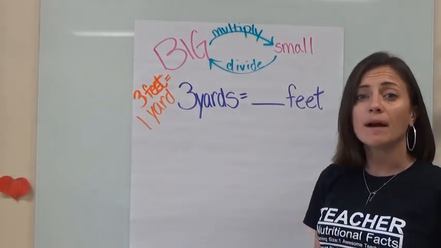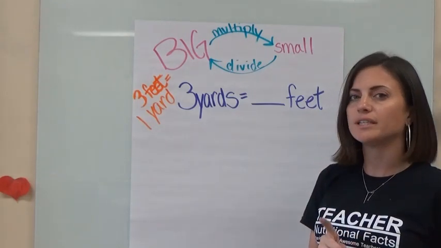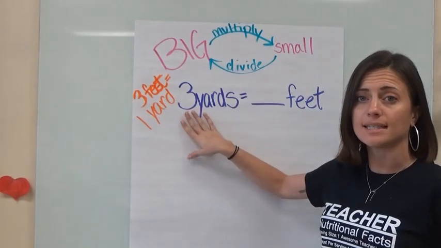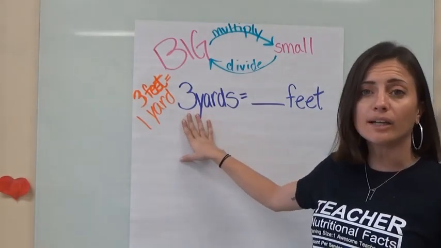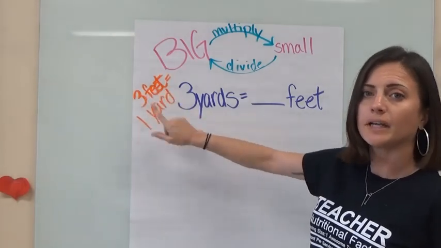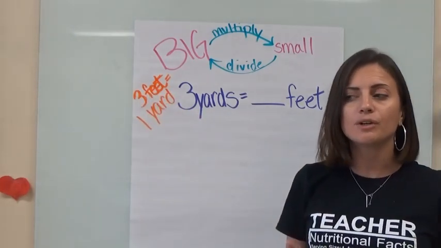Then I'm going to look at my reference sheet, my FSA reference sheet, and I'm going to see how many feet are in a yard, since this is the bigger unit. Once I look at my reference sheet, I see, 3 feet are in 1 yard. So that's my conversion rate.